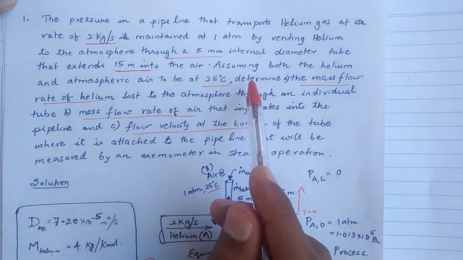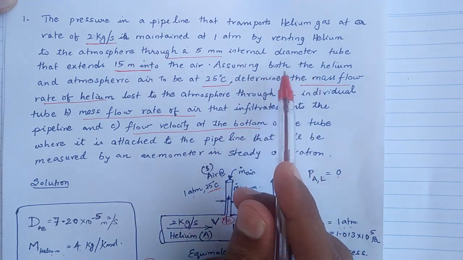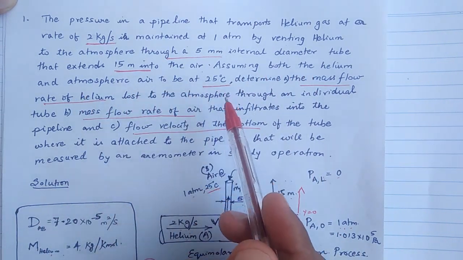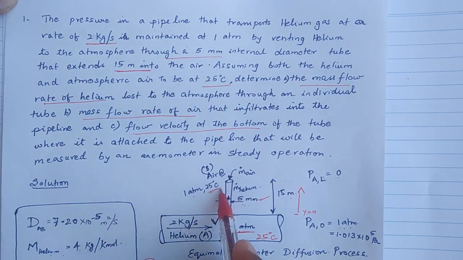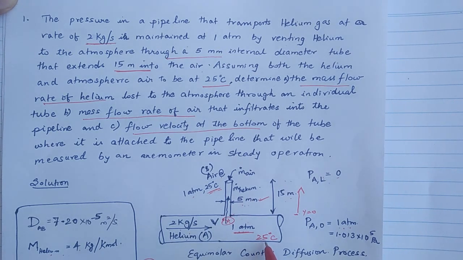Next, the data is assuming both the helium and atmospheric air to be at 25 degrees Celsius. So the outside air and the helium both are at a temperature of 25 degrees Celsius.